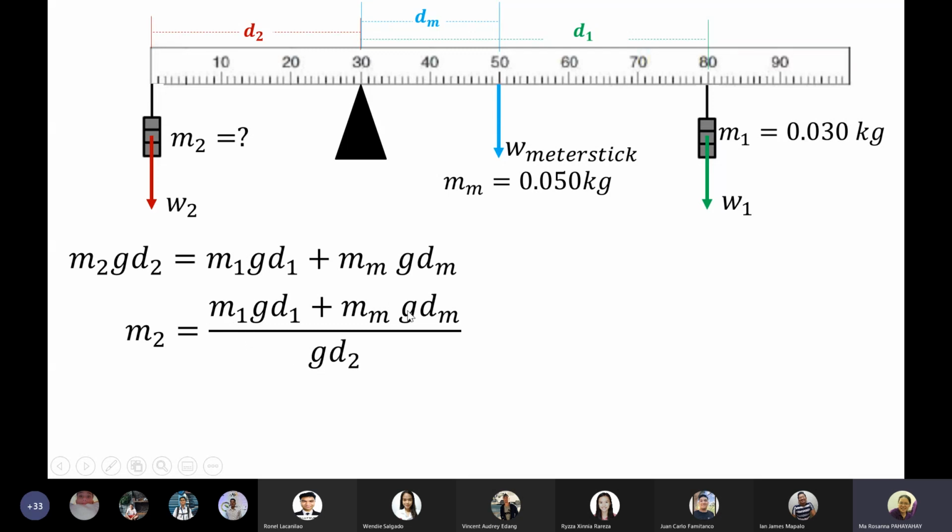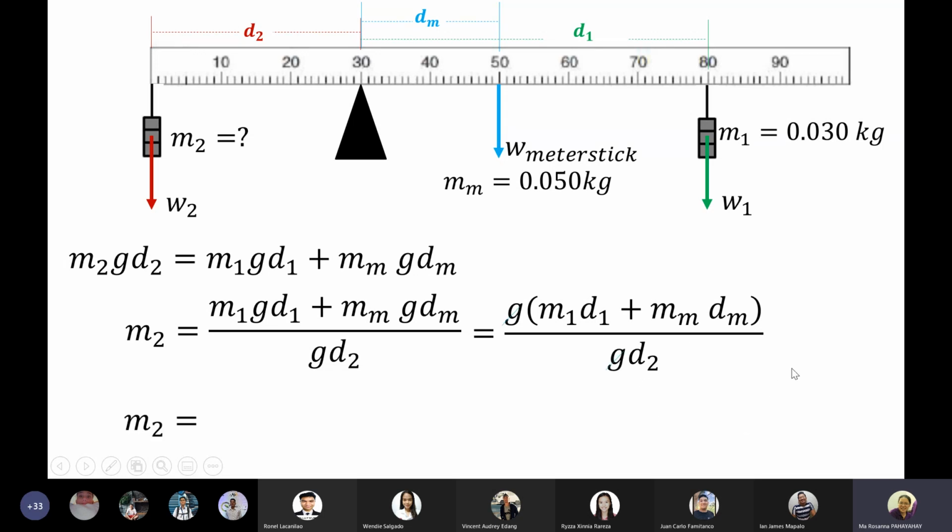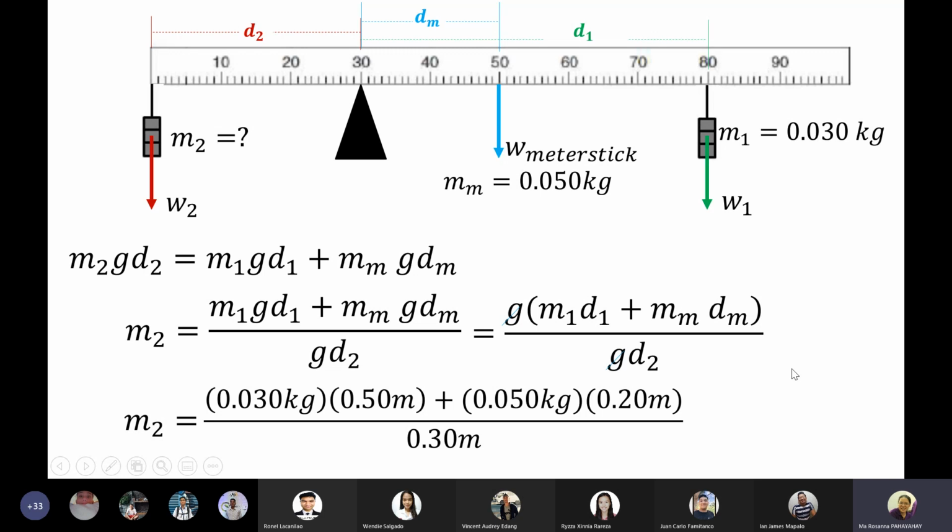Since there is G on all sides, we can factor out the G. So it will be G times M1D1 plus the mass of meter 6 times the moment arm of meter 6, divided by GD2. We can cancel G. So our final formula will be M1D1 plus mass of meter 6 times moment arm of meter 6, divided by D2.